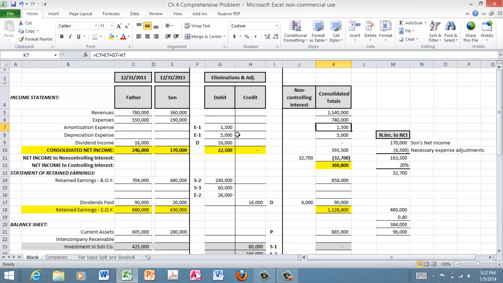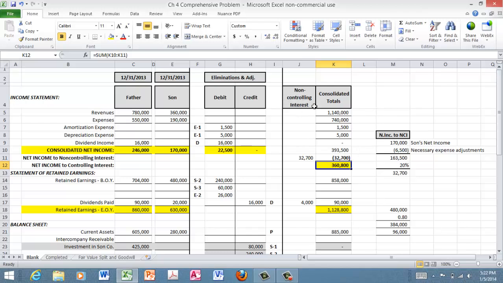You just kind of scan across with your eyes and you can see where all that comes from. There's no dividend income because I had to eliminate that. So now on a consolidated basis, 393,500, but I did my little adjustment over here to say how much is appropriated or allocated to the non-controlling interest, and that's why I get 360,800 for my consolidated reporting.